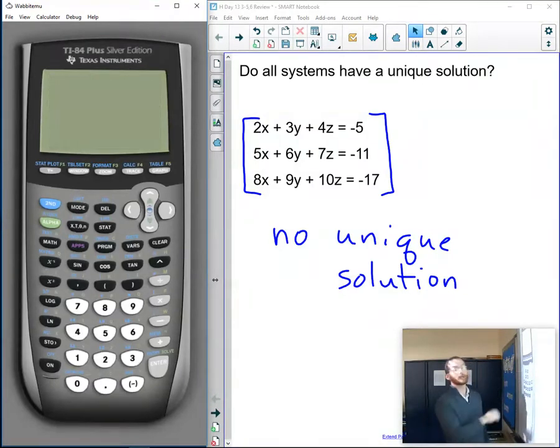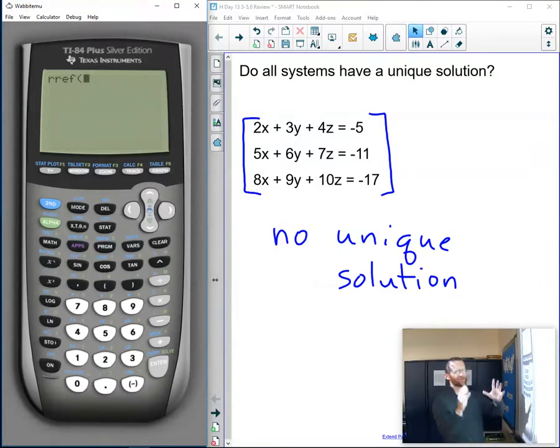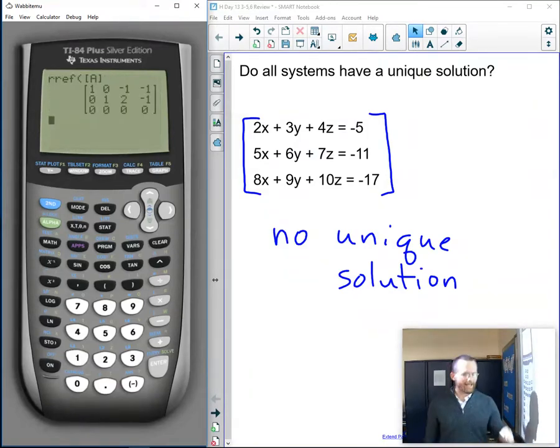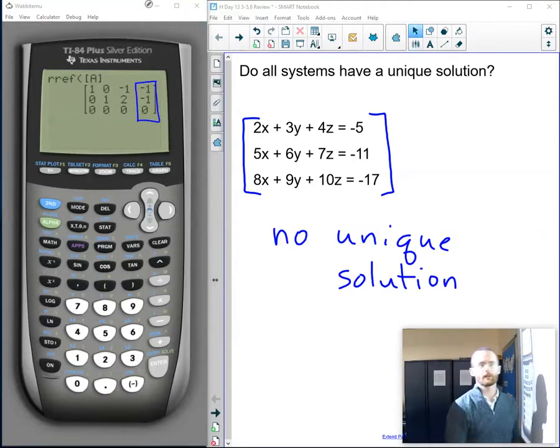Now we hit second quit, and now we get our reduced row echelon form operation. So second matrix, go over to math, go up until we see RREF. I think that's reduced row echelon form. I always forget the name of this. Then second matrix, go grab matrix A, which is number 1, hit enter, and it looks like it's giving us an answer. It looks like it's saying x equals negative 1, y equals negative 1, and z equals 0, because usually when we use this method, our answer is right there.